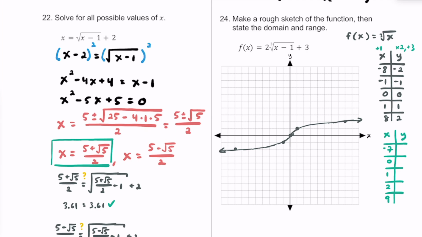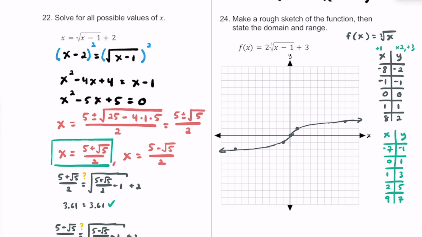-2 times 2 is -4, plus 3 is going to be -1. -1 times 2 is -2, plus 3 is going to be 1. 0 times 2 is 0, plus 3, which is 3. 1 times 2 is 2, plus 3 is going to be 5. And then 2 times 2 is 4, plus 3, which is going to be 7.